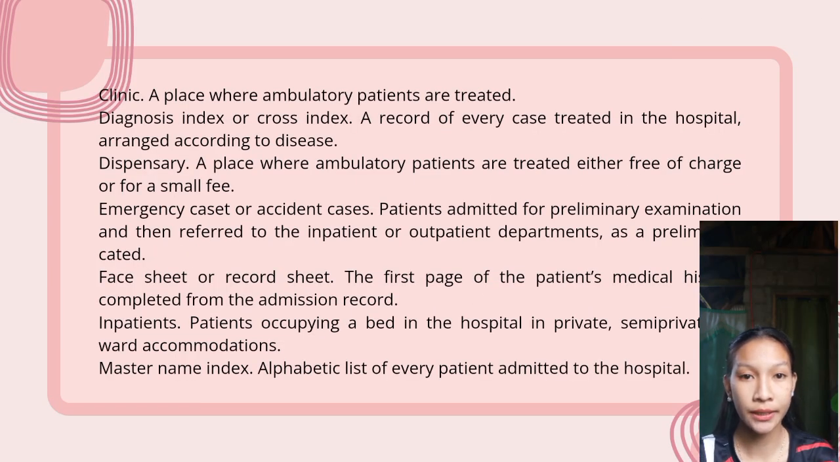Clinic: a place where ambulatory patients are treated. Diagnosis index or cross-index: a record of every case treated in the hospital arranged according to disease. Dispensary: a place where ambulatory patients are treated either free of charge or for a small fee. Emergency case or accident case: patient admitted for preliminary examination and delivered to inpatient or outpatient departments as a preliminary case. Face sheet or record: the first page of the medical record, completed for the admission. Inpatient: patient occupying a bed in the hospital in private, semi-private, or ward accommodation. Master name index: alphabetic list of every patient admitted to the hospital.